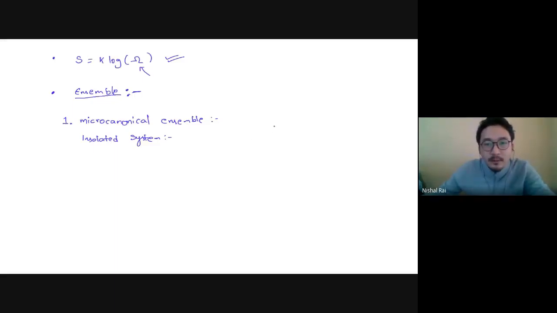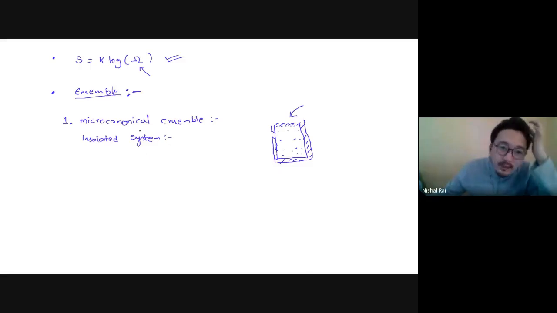Clear? You have a system and you have closed it. Just think of this as a mug. And you have some liquid which is sitting over here, or let's say you have got some particles, molecules, different air molecules which are sitting over here. And in addition to that, you will insulate the walls. Clear? This is your isolated system.